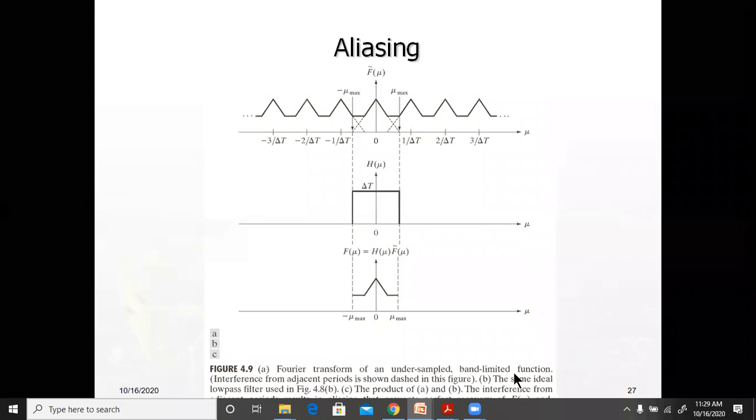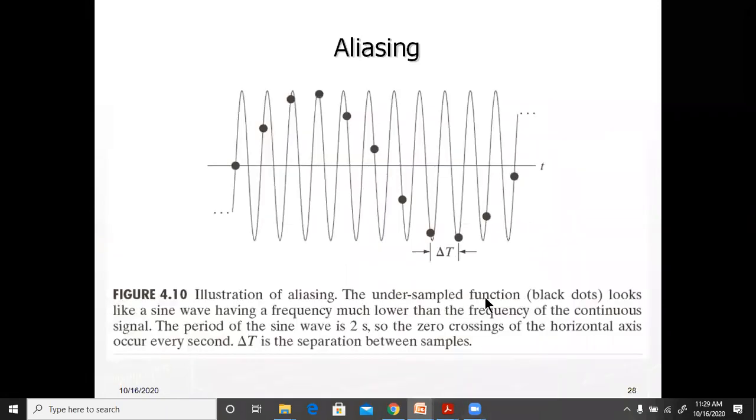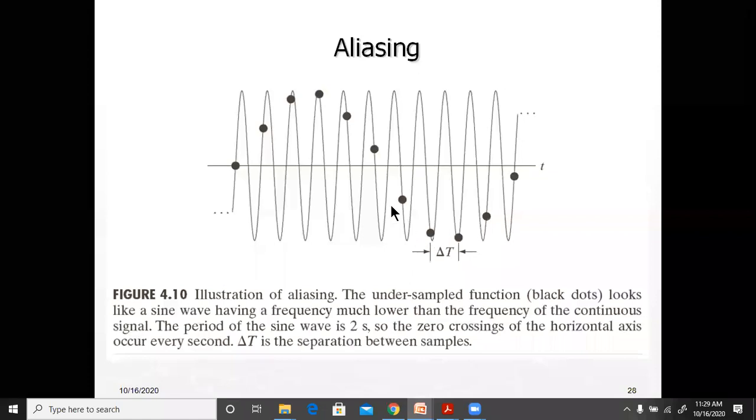This is the transform of an undersampled band limited function, and the ideal low pass filter is used over here. In the product of A and B, we will see that the interference is there in the figure. So what does it mean? The undersampled function looks like a sine wave having a frequency much lower than the frequency of the continuous signal. So undersampling will give us a frequency which is much lower than the frequency present in the original signal. This just gives us the delta t value, and we get the envelope of the same.